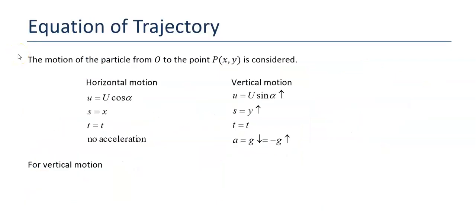Okay, the equations of trajectory. So the motion of the particle from O to the point P, which is xy, is considered. So you've got your horizontal motion. So we sort of set these out earlier on. U is equal to big U cos alpha. S, this is horizontally, is equal to x. Your time is equal to t, and there's no acceleration. And vertically, U is equal to big U sine alpha upwards. Your S, your vertical displacement, is equal to y. Your time is equal to t, and your acceleration is equal to minus g upwards.